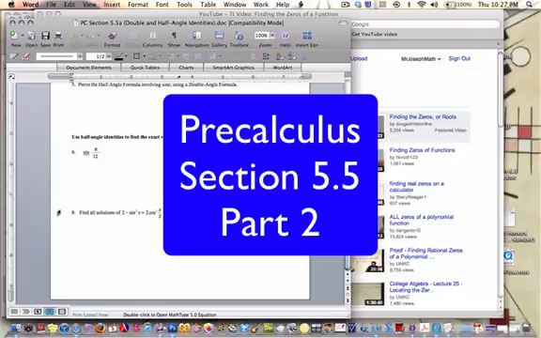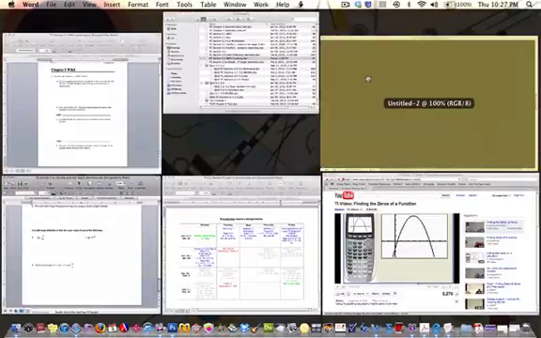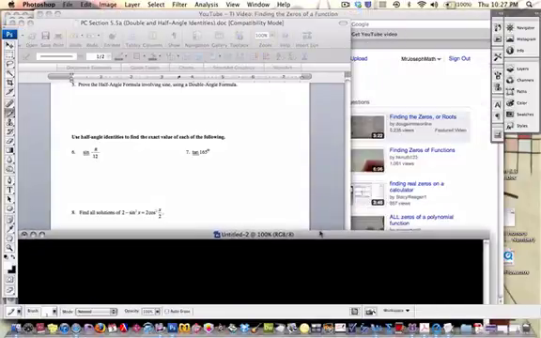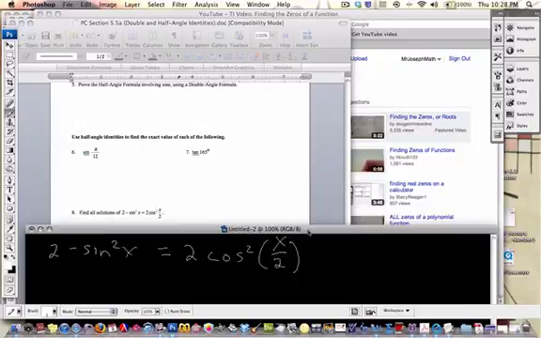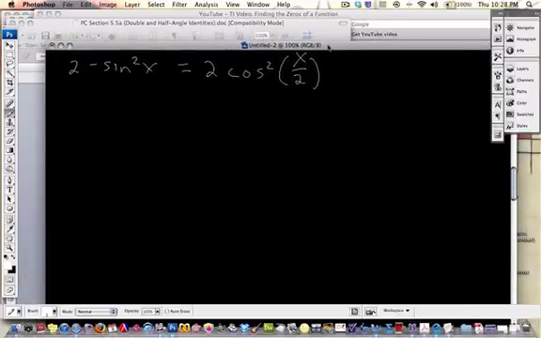Okay, then we're going to do this last example here. Number 8, find all solutions of 2 minus sine squared x equals 2 cosine squared x over 2. So this is an equation where we've got both x and x over 2 in it. And we want to find all solutions of this.